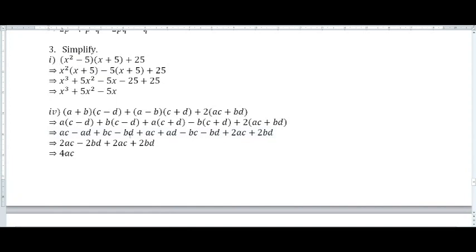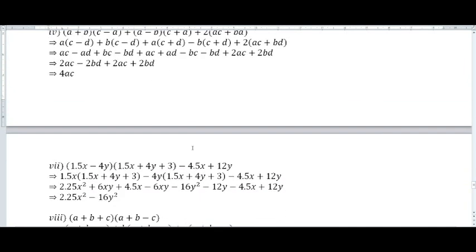Okay, then minus BD is there, here minus BD, so we can add it because both are carrying minus sign. Minus BD is minus 2BD. Then here 2AC is there, 2BD is there. So here 2AC minus 2BD plus 2AC plus 2BD. Here 2BD is there, here another 2BD is there. But another one is minus sign, another one is carrying plus sign, so we can cut it. So the remaining one is 2AC plus 2AC is 4AC.